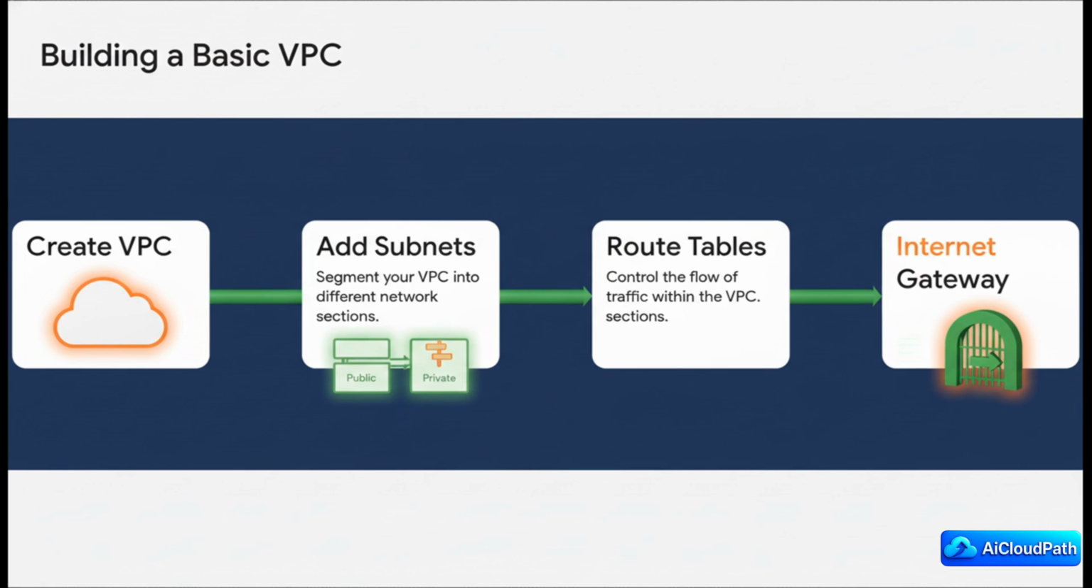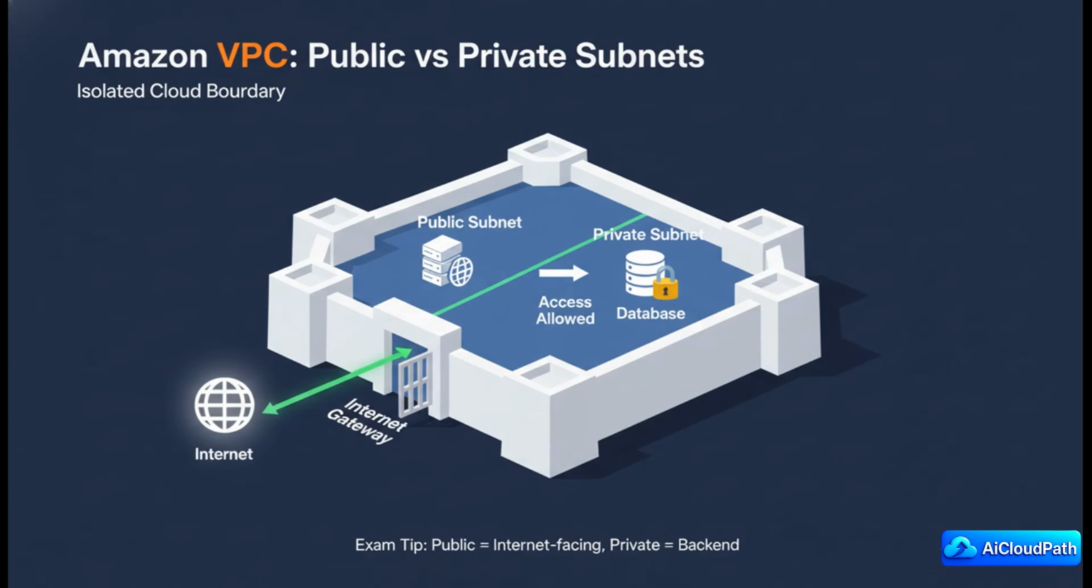That's the VPC itself. Then, inside, you create different rooms, which we call subnets. Then you need signs and hallways to direct traffic. Those are route tables. And finally, you build a main gate to connect to the outside world, your internet gateway. Walls, rooms, signs, and a gate. See? Not so bad.